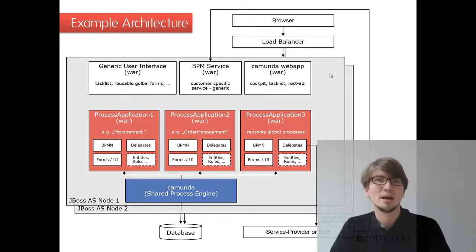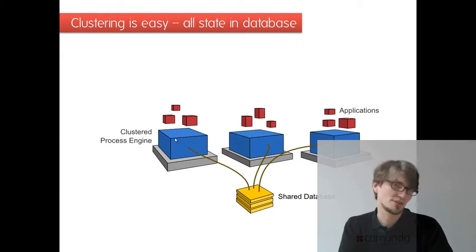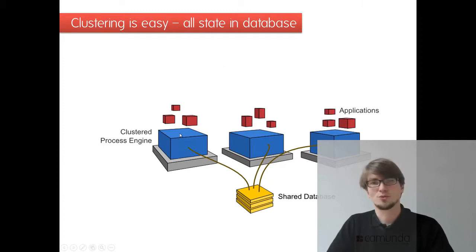Okay. Yeah, and I already talked about clustering, so that's easily possible. Basically it's done via the database. We don't cache any runtime data. We only cache static data. So the process definition gets cached, but not the process instance, for example. So with the load balancer, it doesn't matter on which of the nodes you are routed to. Okay, that works pretty easily.